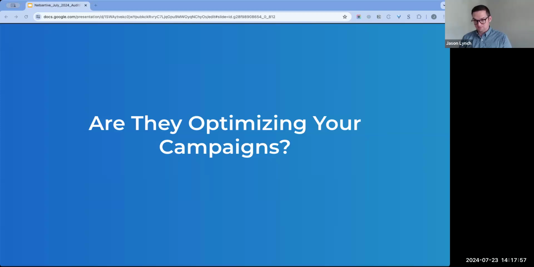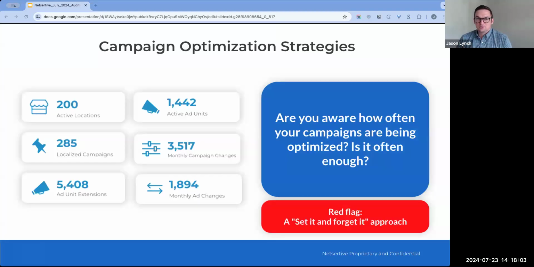This is a big one. We hear a lot of the set it and forget it, and there are so many campaign optimization strategies, especially with the approach of having hyper local marketing, where you have a lot of ad units and campaigns that are localized at that level.